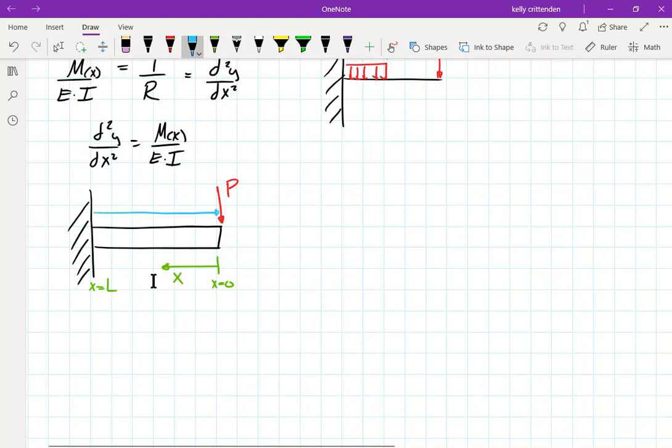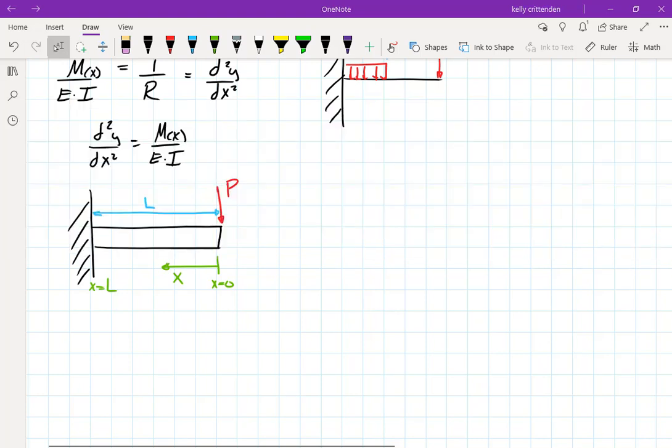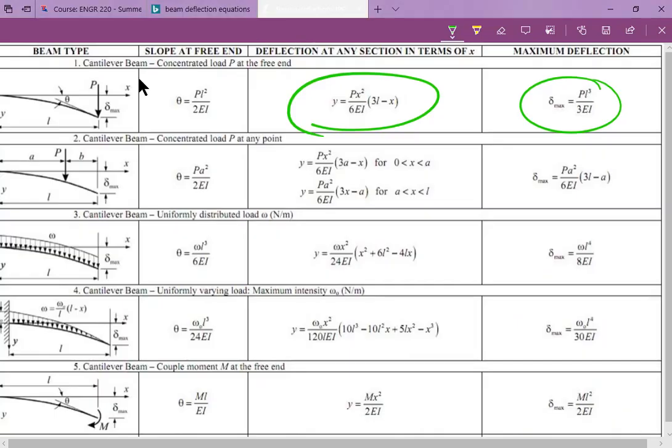So the length of the beam is just going to be L. That's similar, I think, on this one that I downloaded. Here, they have a lowercase l for the length of the beam. They actually do have x at the wall, so it might generate a slightly different equation than this one, but we'll do it this way.